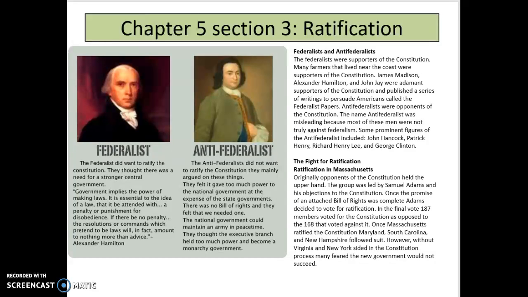So basically, they had to add that Bill of Rights, or a group led by Samuel Adams. Basically, they were leading an objection to the Constitution. But once the Bill of Rights was added, Adams decided to vote for ratification, and the final vote of 187 members voted for the Constitution, as opposed to the 168 that voted against it. Once Massachusetts ratified the Constitution, Maryland, South Carolina, and New Hampshire followed suit. However, without Virginia and New York signed onto the Constitution process, many feared the new government would not succeed.